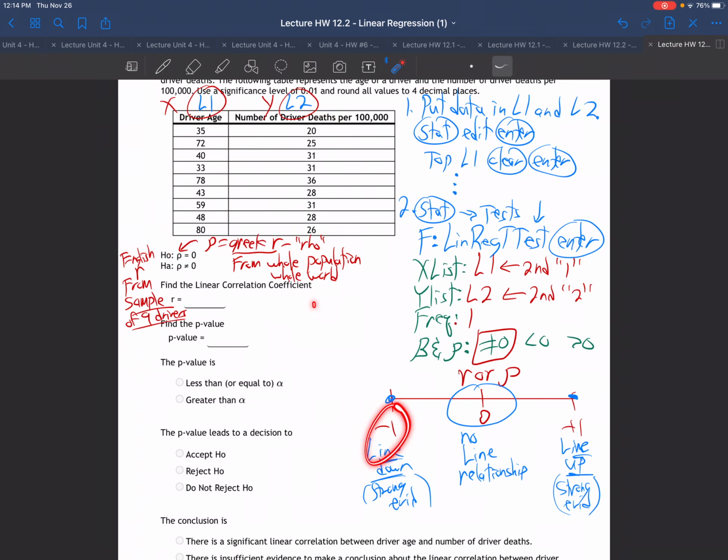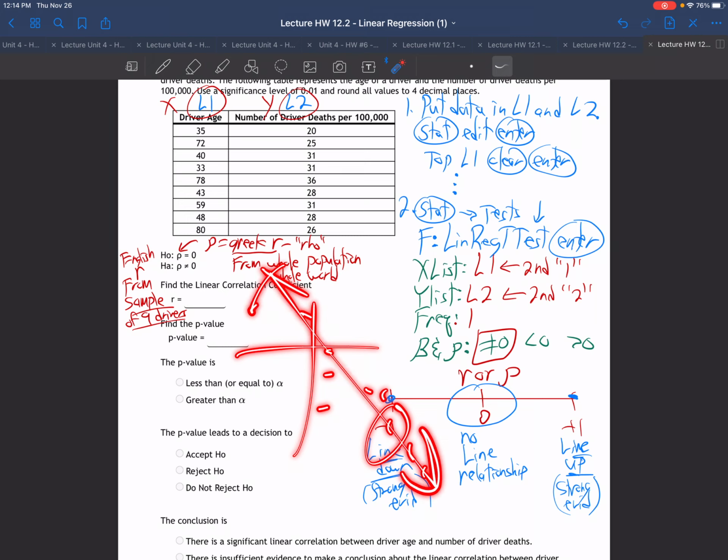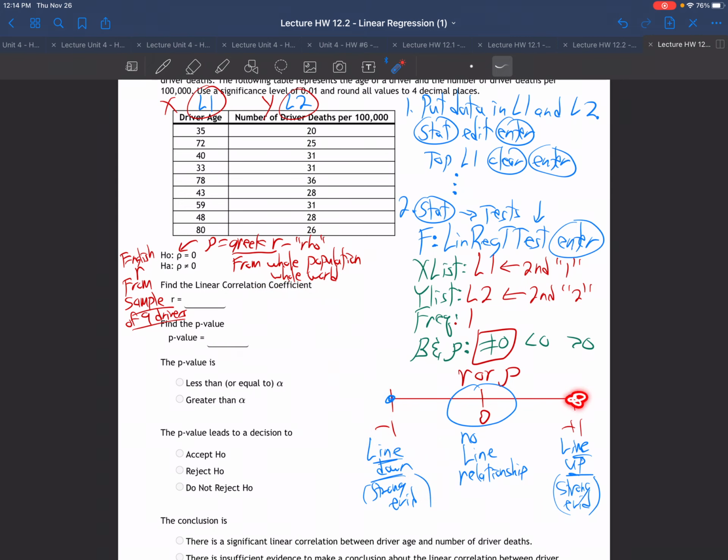If it's close to -1, it's dots going down. There's a line going down. They have a strong negative relationship. If it's close to +1, the dots form a strong positive relationship. If it's around 0, the dots are just random everywhere, no linear relationship at all. So R, or the Greek version, rho, which is a Greek R, even though it looks like a P, tells us that. Now, what's the difference between R and rho, really?